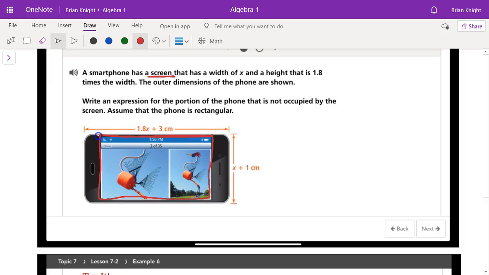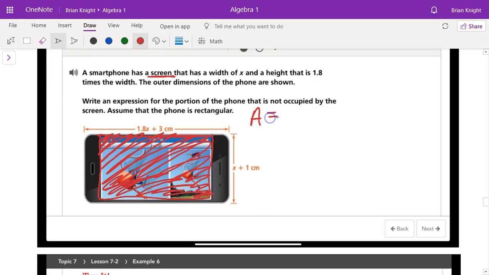So basically, we're trying to find everything that I'm not shading in right now. Okay? I'm trying to find all the part that's not red. So you're going to have a lot of these problems. So get good at them. All right? So first, to find the area that's not shaded, you're going to find the entire area, and then take away the parts you don't need, and that will leave you with the parts you need. Okay. So what's the area of the entire phone?